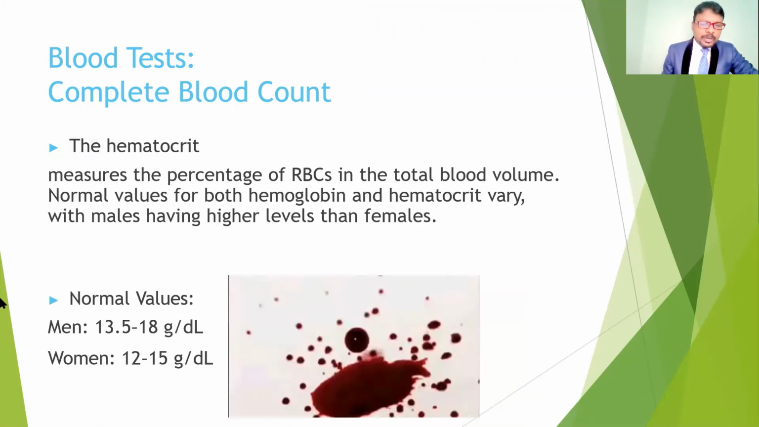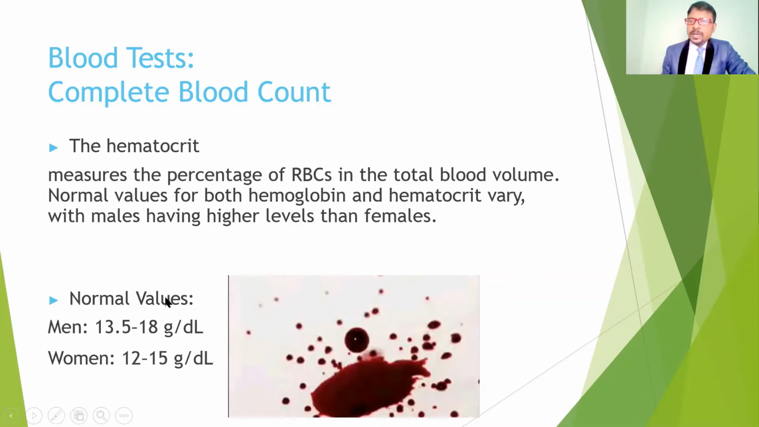Next is the hematocrit test. This measures the percentage of RBC in the total blood volume, so we check how much percentage is there. The normal values for both hemoglobin and hematocrit vary, with males having higher levels than females.